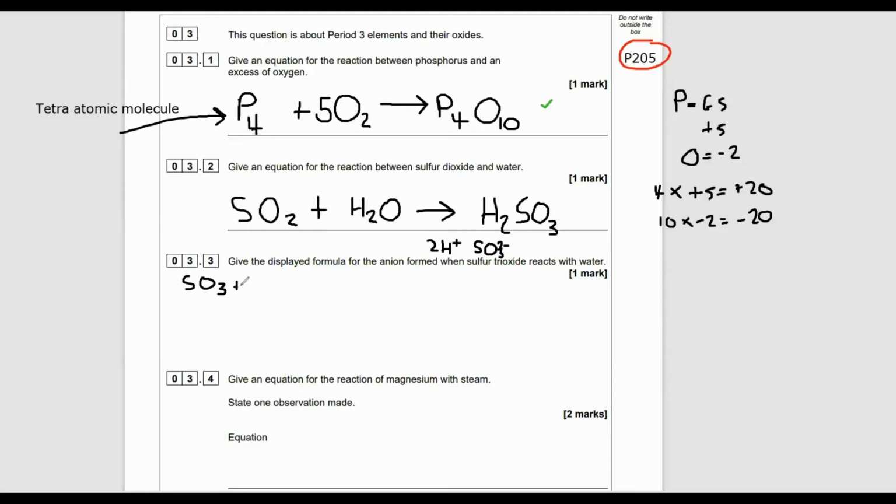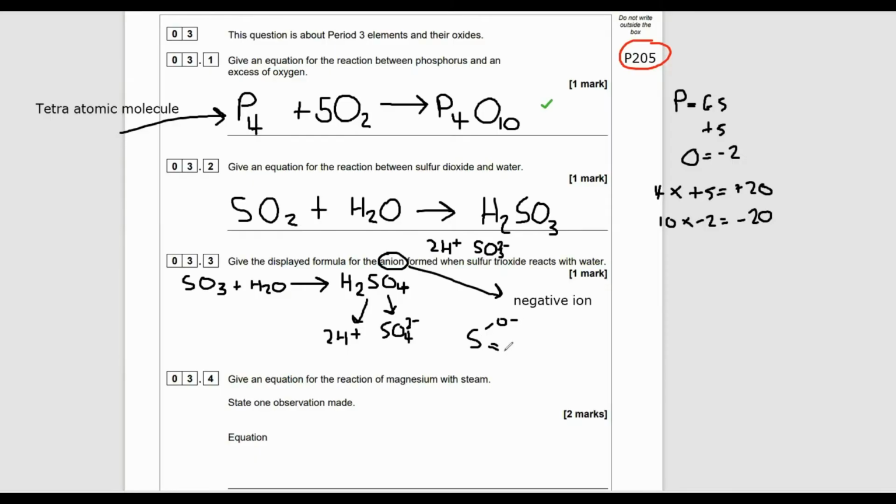Again, here give the displayed formula for the anion formed when sulfur trioxide reacts with water. So SO3 plus H2O. This time it goes to H2SO4, sulfuric acid. We're looking at what's the anion in that. Anion means a negative ion. I think of the AN as a negative ion. So you've got 2 hydrogen ions floating about. They're cations, they're positive ions. What we're looking at here is what is the negative ion. So the negative ion is going to be SO4 2-.